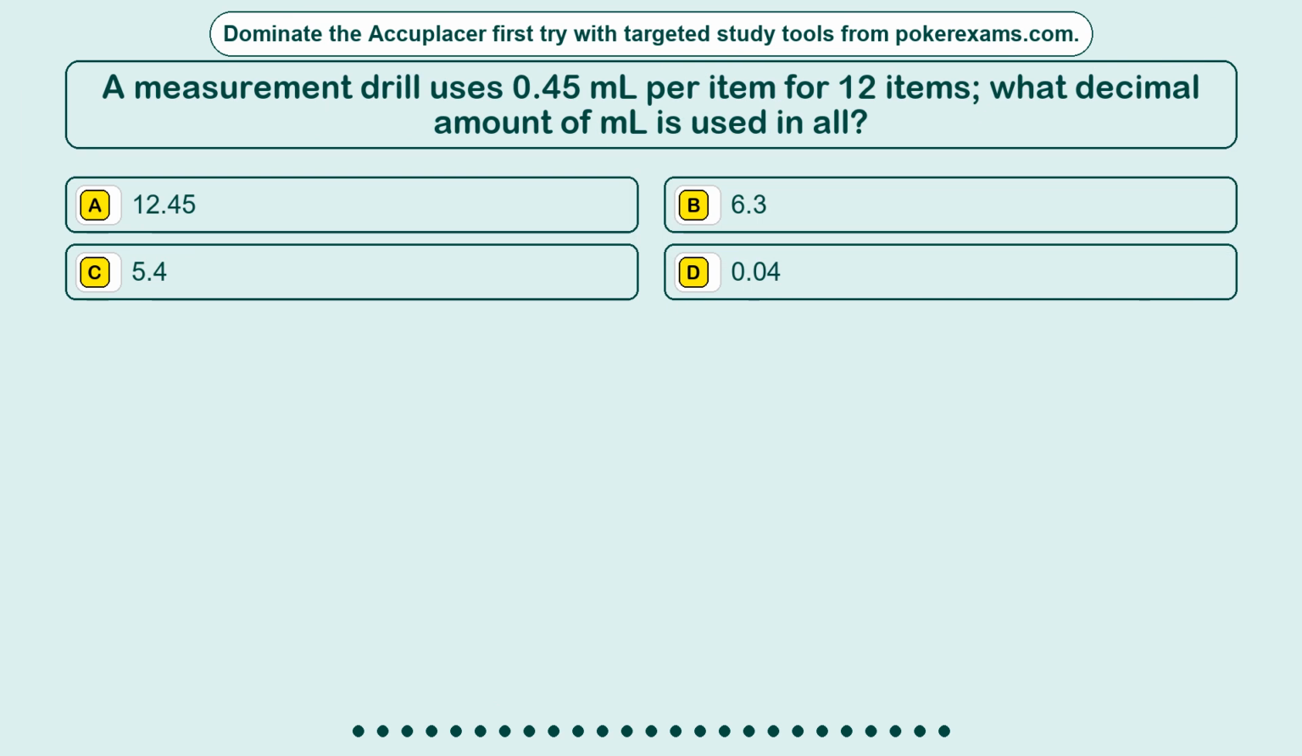Question 3. A measurement drill uses 0.45 ml per item for 12 items. What decimal amount of ml is used in all? Option A, 12.45. Option B, 6.3. Option C, 5.4. Option D, 0.04.